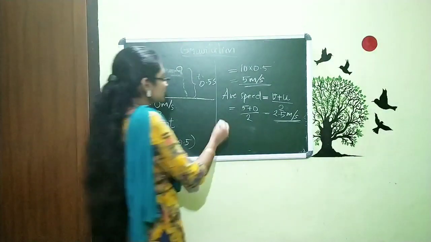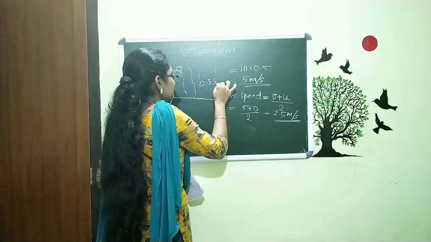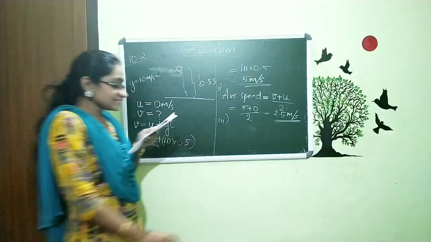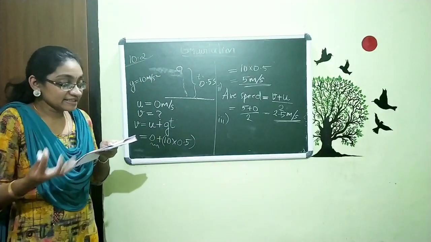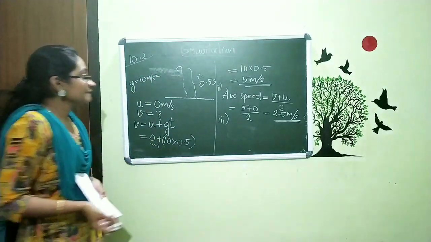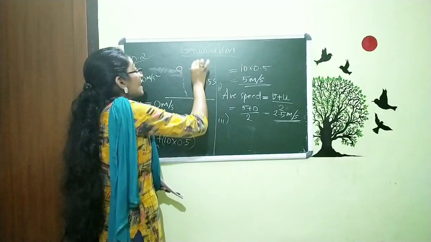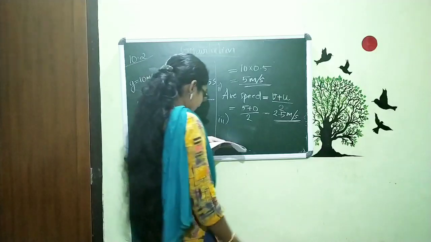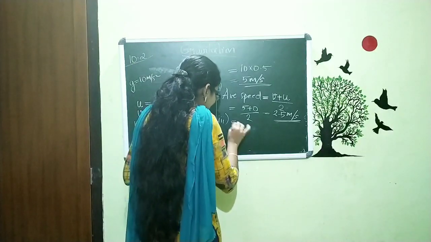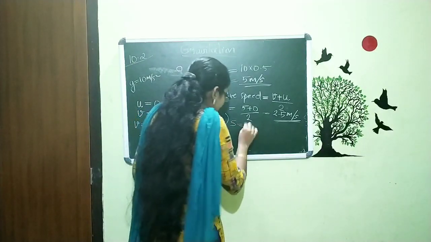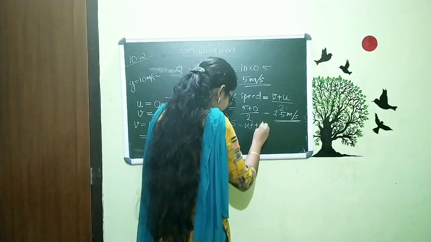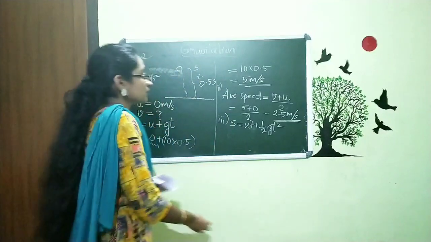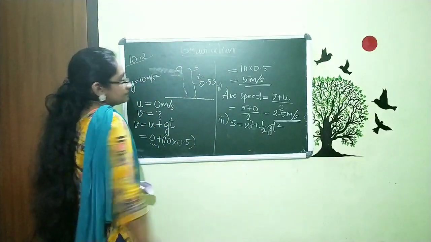Now, there is also a third part. This is the second part and the third part. The question is this: how high is the ledge from the ground? That means we want to find the height, that means the S. What is the equation for finding this S? S is equal to ut plus half gt square.